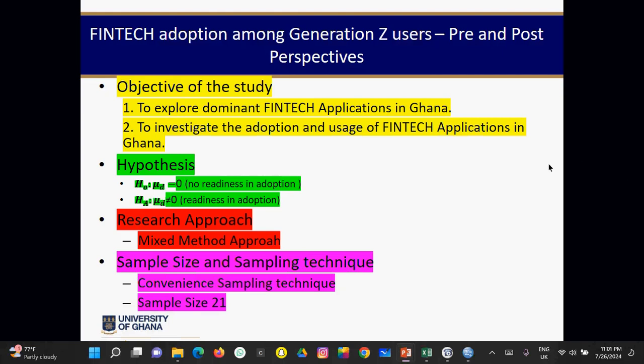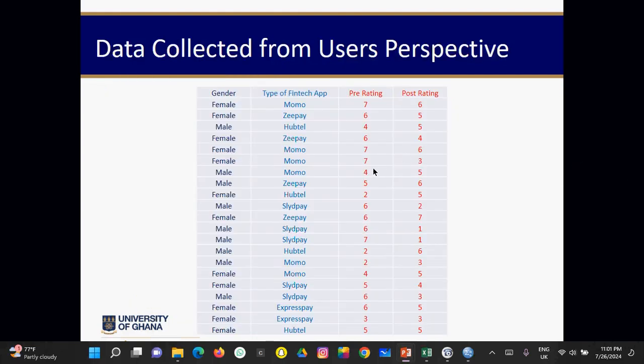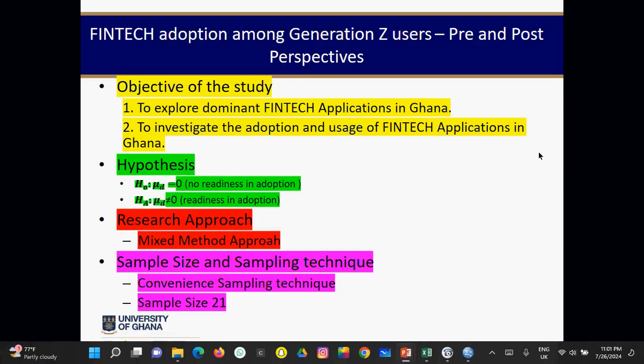All right. So now this is a sample collected. This is what we are going to use for our example today, to test our hypothesis. The objective of the study is to explore dominant fintech applications in Ghana and investigate the adoption and usage of fintech applications in Ghana. We are trying to derive a hypothesis on whether there is readiness in adoption or there is no readiness in adoption.